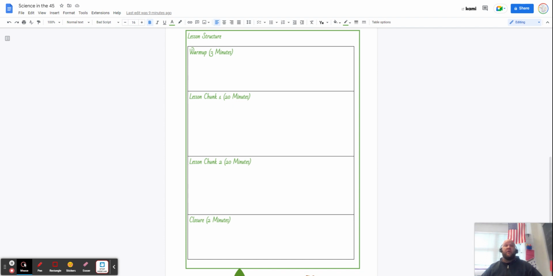And if you're doing a lab, that first chunk may get shortened down to only like 5 minutes, because you're going through the instructions of the lab. And lesson chunk two becomes doing the lab. And so for some of our labs, especially in seventh grade, and some in eighth grade, now that I think about it, it may take you multiple days to work through a lab.